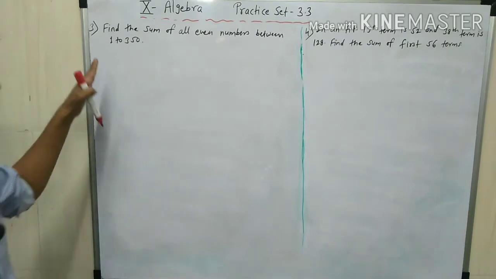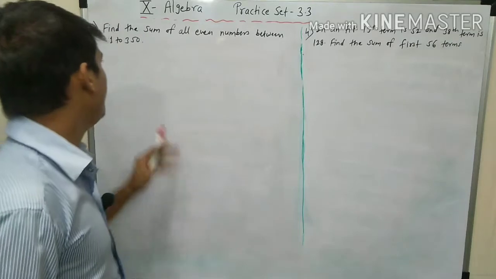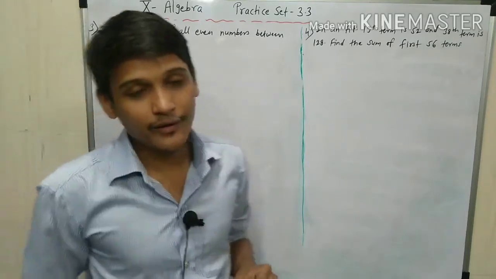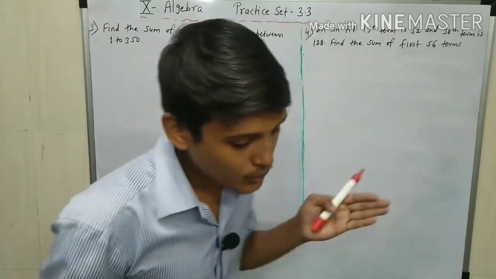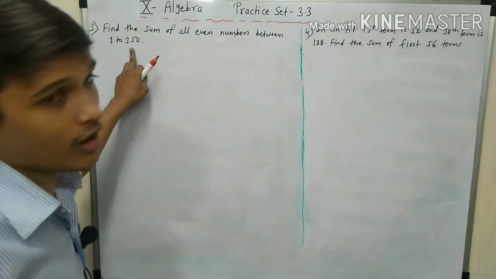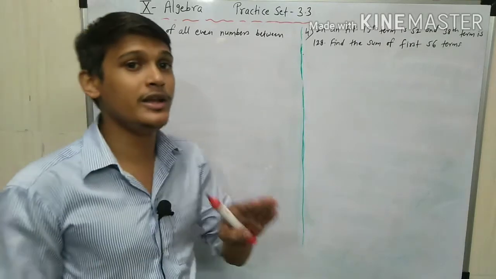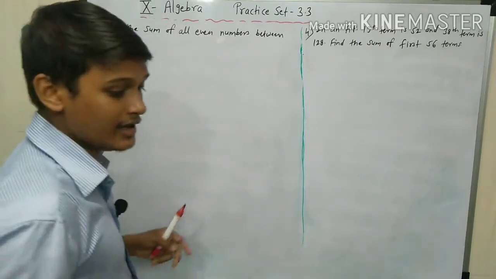Now question number 3. Find the sum of all even numbers between 1 to 350. First we can write here the natural numbers will start from 2, 4, 6 and so on, but the limit is 350. The last even number below 350 is 348.